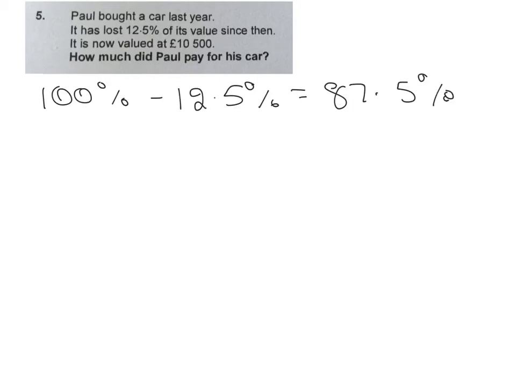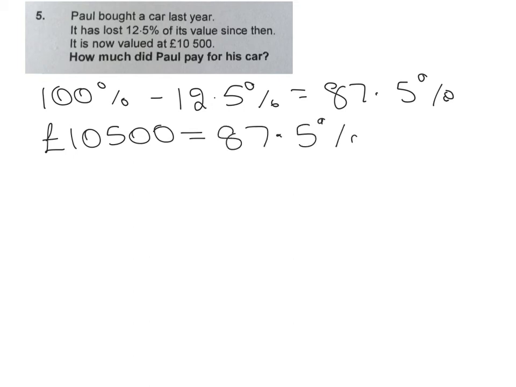So over the course of the year, Paul's car lost 12.5%. So when he bought it new, it was 100%. It lost the 12.5%, so at the end of the 1 year, its value is 87.5% of the original. So the 10,500 is equal to 87.5%. So we need to work this backwards and get back to the 100%.